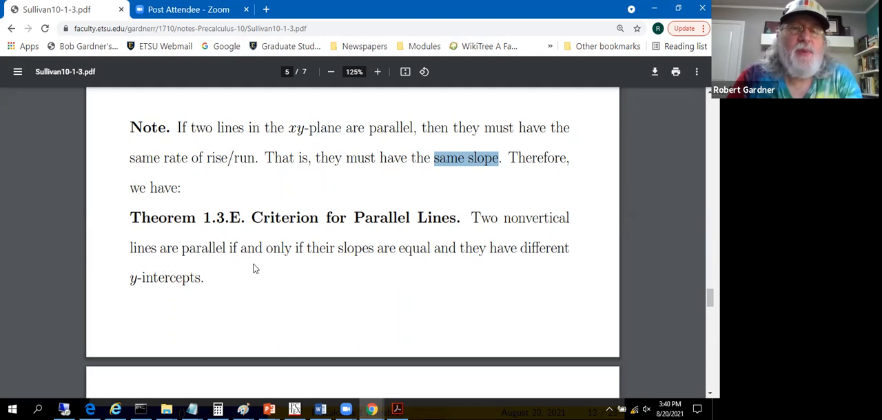2 non-vertical lines are parallel if and only if their slopes are equal, and they have different y-intercepts. If I take 2 copies of the same line, they'll have the same slopes. It'll be the same line, but they would intersect everywhere. So that's why they add this little caveat about they have different y-intercepts. We could also say they have different x-intercepts or something in terms of not being the same line is all this highlighted part means. So parallel lines, same slope, as long as the lines are distinct.